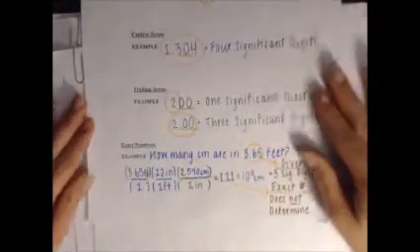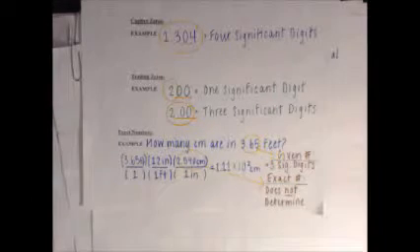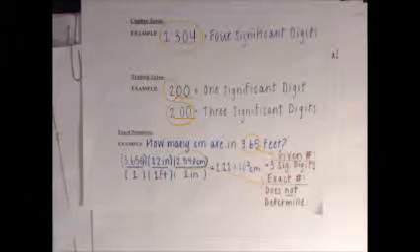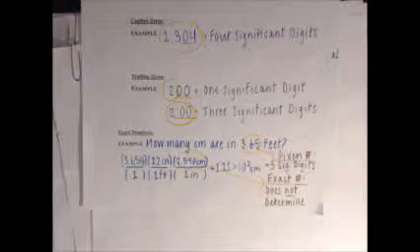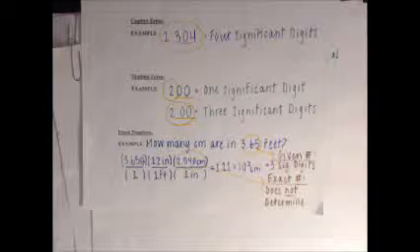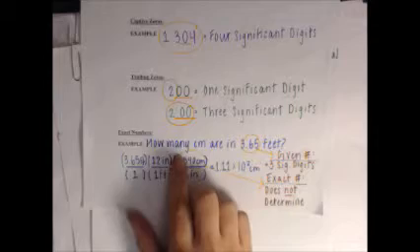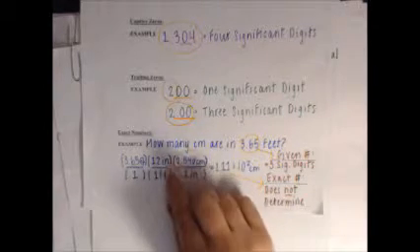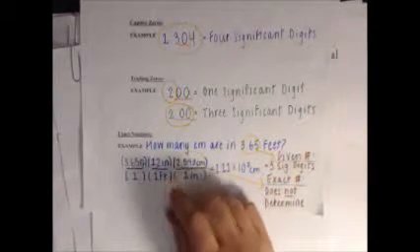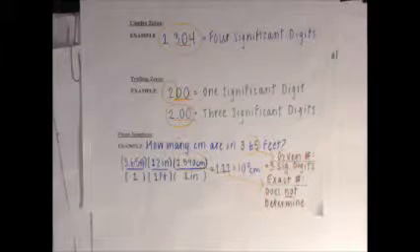Lastly, we have exact numbers. Exact numbers are assumed to have an infinite number of significant digits and do not play a role in determining the number of significant digits. The example I have here is a problem that asks how many centimeters are in 3.65 feet.